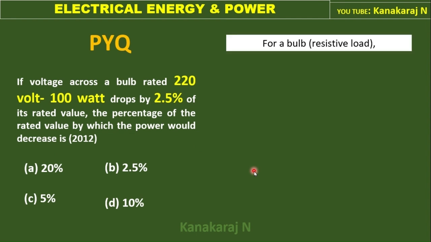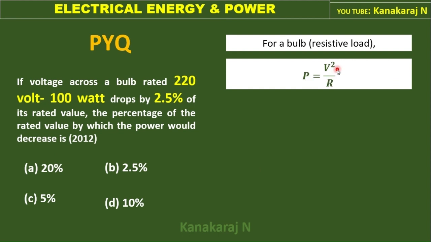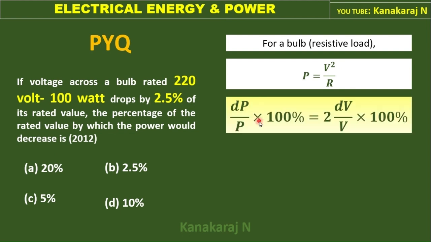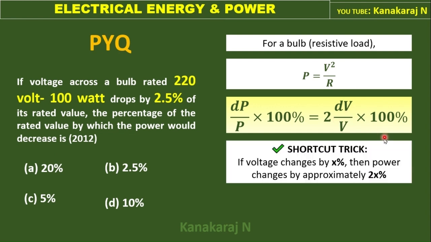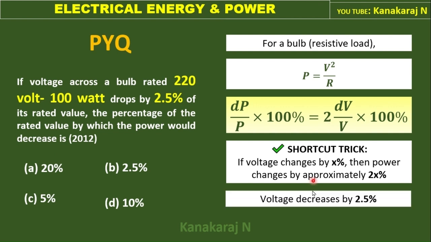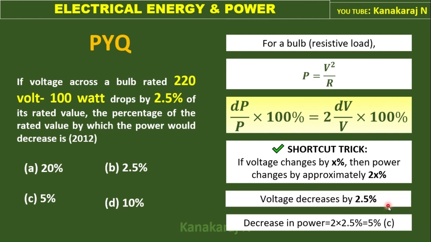Let us start. For a bulb, the resistive load is constant. R is constant. So, P equals V square upon R. So, when we go for percentage error, we get dP upon P multiply 100% equals 2 times dV upon V multiply 100%. So, the shortcut is if the voltage changes by x%, then the power changes approximately by 2x. So, here the voltage drop is 2.5 multiplied 2, it is 5%, that is the power loss. So, voltage decreases by 2.5%, then decrease in power is 2 times 2.5, it is 5%. So, option C is correct.